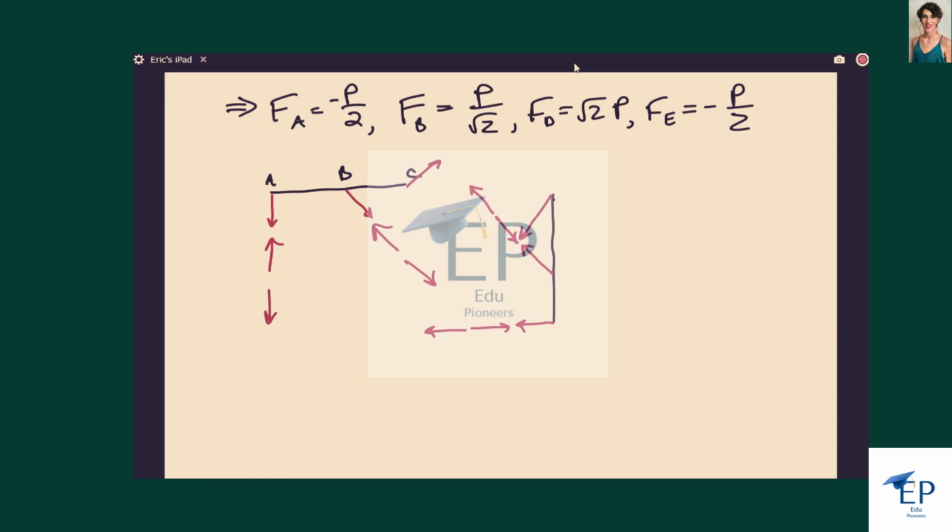And then this member here is in compression again, because this force is actually acting this way, and this one is acting this way. So we're basically pushing out on this, and we're pushing out on this, which means that we're squeezing these two members here. So these two ones over here are in compression, and these two diagonal ones are in tension.